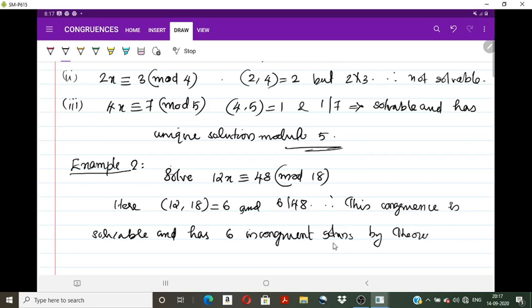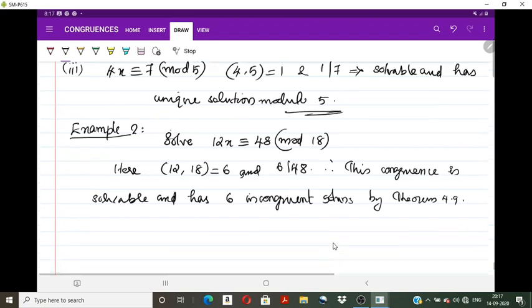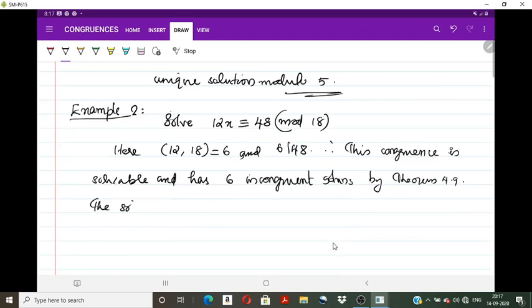by the above theorem, Theorem 4.9. The solutions are of the form x equal to x naught plus m by d into t, for 0 less than or equal to t less than or equal to 5, where x naught is any particular solution.